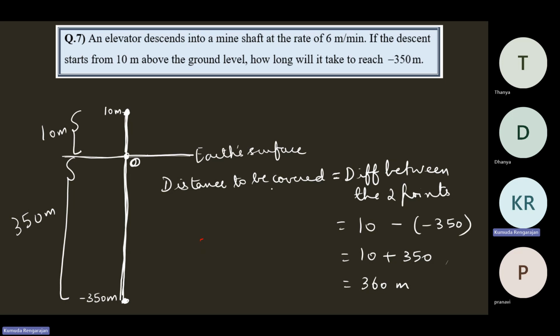And in integers, this is how we present it. The distance to be covered is the difference between the 2 points. Should write the positive one first and then the negative one. Difference means subtraction. So 10, the positive one first, 10 minus 350. So minus into minus is plus. 10 plus 350, which is 360 meters. For now, you can directly write distance to be covered is equal to 360 meters, or you can just write 10 plus 350, which is equal to 360.